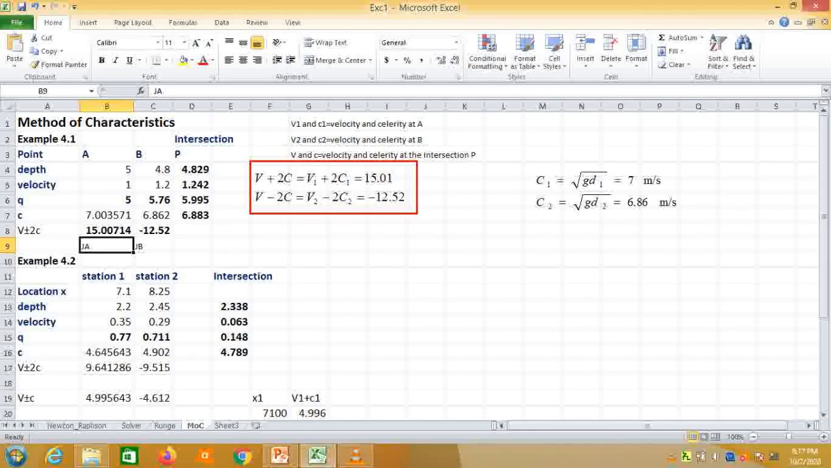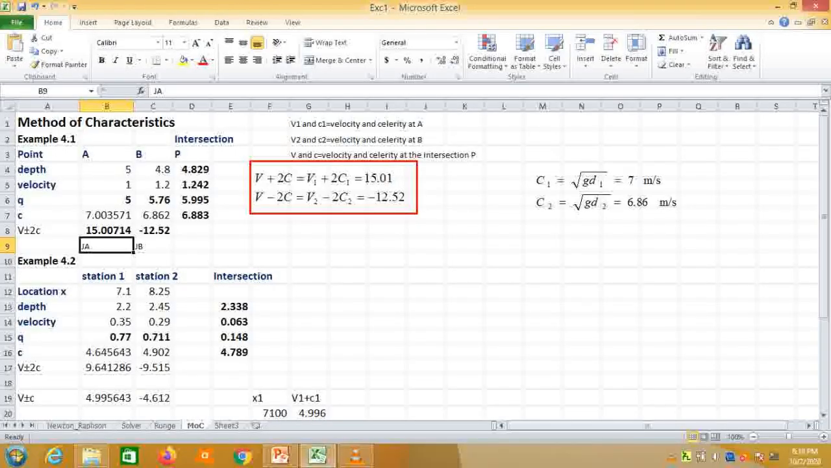So we can calculate the Riemann invariant at P. Let me just say VP plus 2CP is equal to 15.01. V2 minus 2C2 at point B. Here VP plus 2CP is equal to the values at point A, which gives you 15. Then VP minus 2CP shall give you VB minus 2CP, that's negative 12.52.